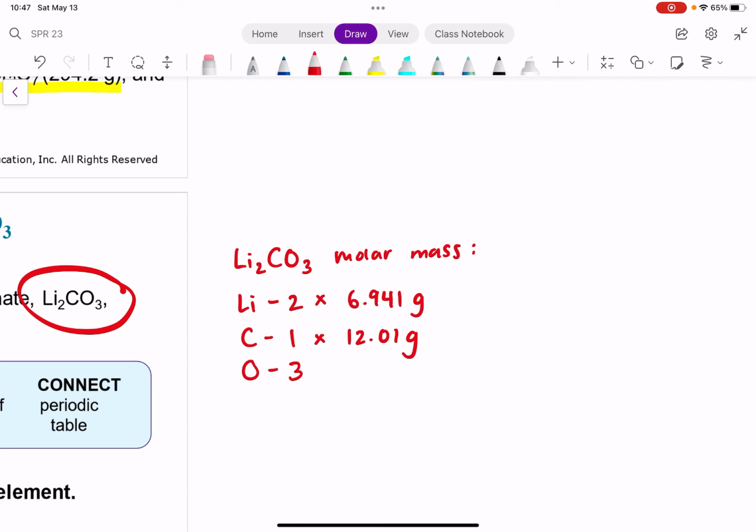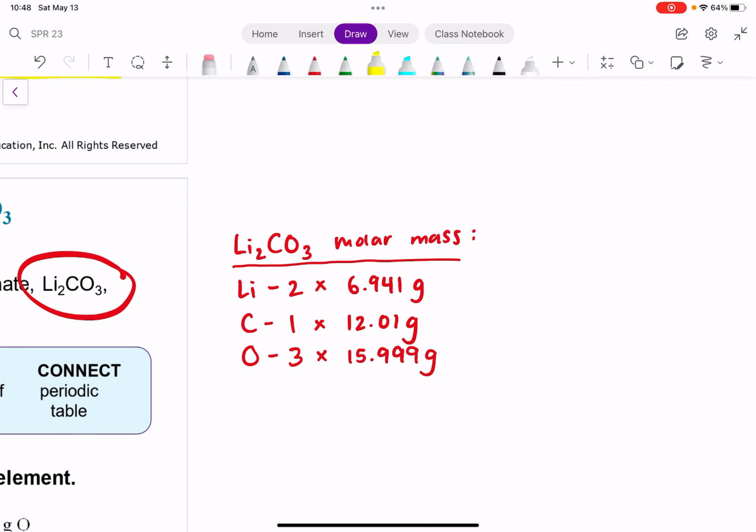All right, now for oxygen. Again, we're going to have to multiply. So for 1 mole of oxygen, I'm looking at my periodic table and I'm seeing 15.999 grams. So let's summarize a little bit here. 1 mole of oxygen has 15.999 grams of oxygen, but I have 3 moles of oxygen, or I have 3 oxygen atoms. So I have to account for those 3.